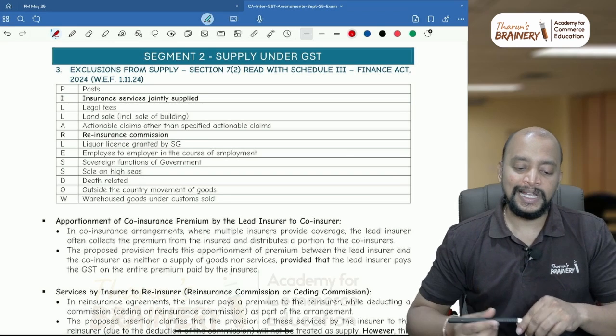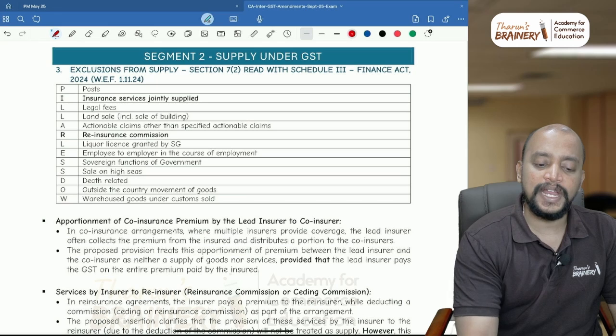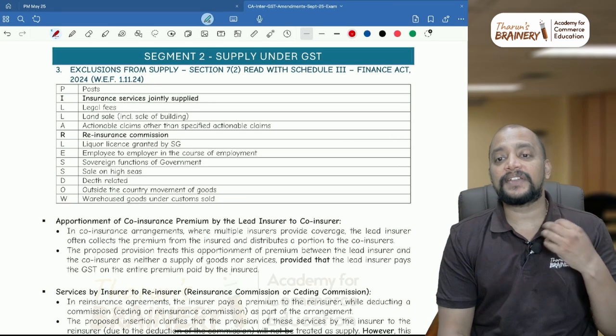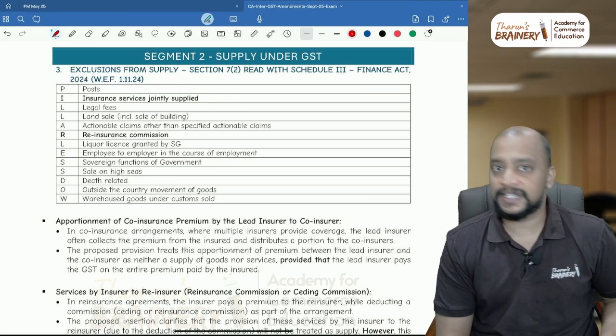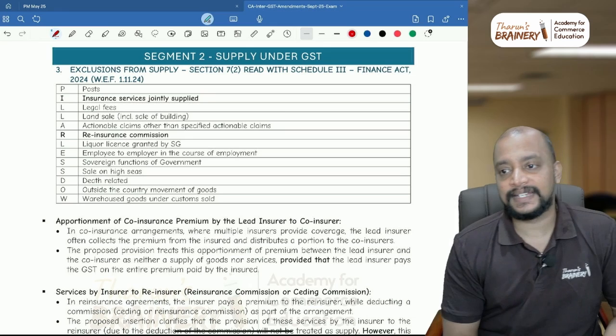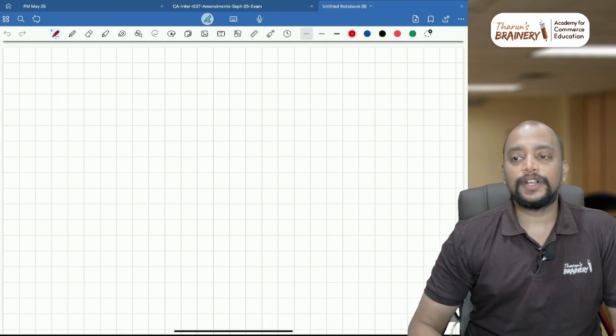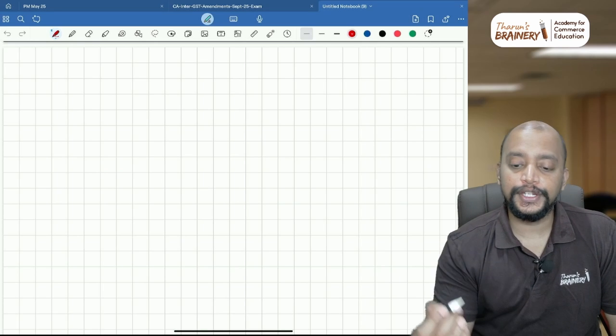The first one is insurance services jointly supplied. What is the meaning of that phrase? Insurance services jointly supplied means that is co-insurance services. Let's try to understand this with the help of an example. So now we are going to see one example to understand what is the meaning of that co-insurance services.